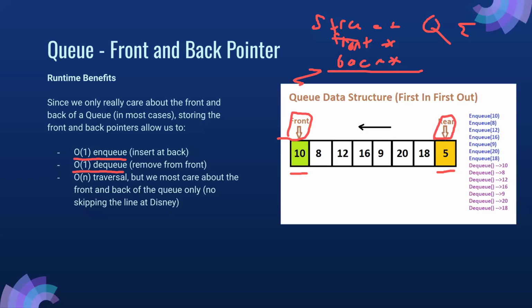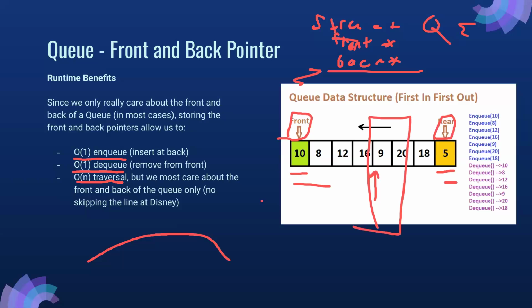Now, okay, the traversal is still O of n, but in most cases of a queue, we don't care about what's in the middle. We only care about what's in the front and the back. Because why would you care about what's in the middle of the queue? If we were to bother traversing to the middle of the queue, let's say we wanted to put someone in line right here, there's probably going to be a fist fight, right? We can't skip the line. We're only bothering with front and back. We're not trying to mess with what's in the middle.